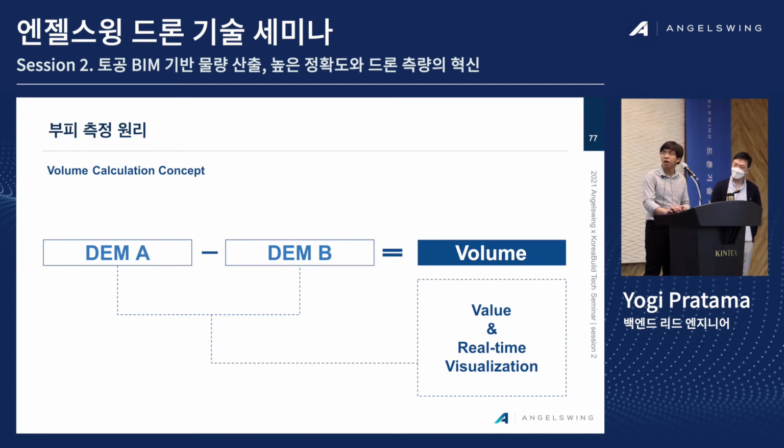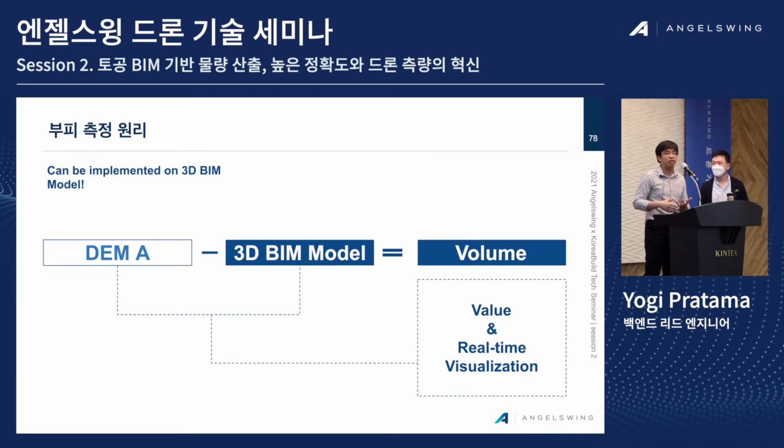calculation, we can see that actually if we can replace one of the DEM to become a 3D model, then we can implement another feature that calculates the volume between DEM and 3D model. So that's what the initial idea of how the DBVC feature, the design-based volume calculation feature, came about.